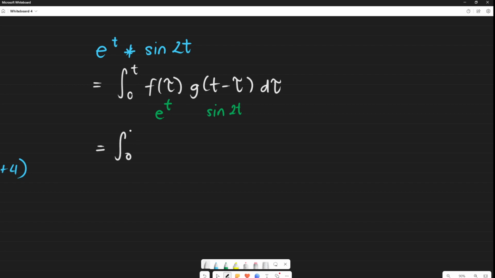So with that, from 0 to t of e raised to tau sine 2, then substitute t with t minus tau. So, how are we going to solve this? Obviously, this is not solvable using regular integration. So we're going to use integration by parts.